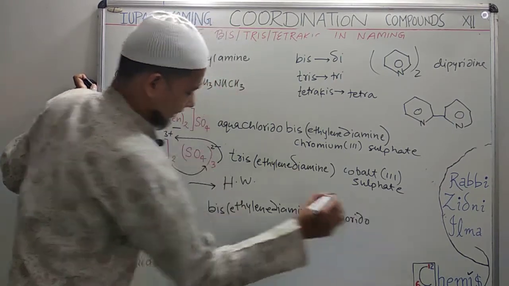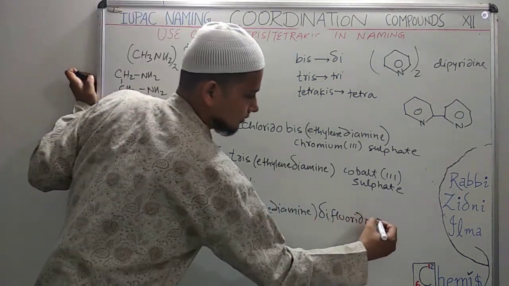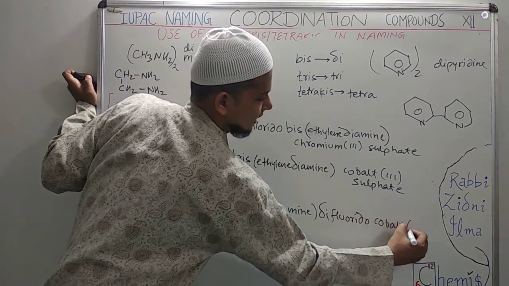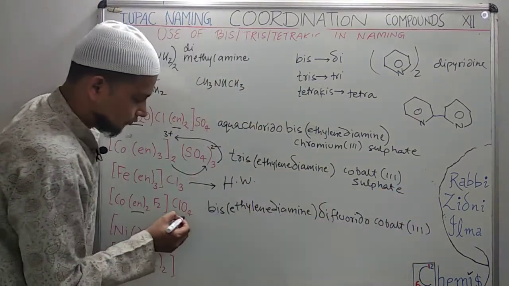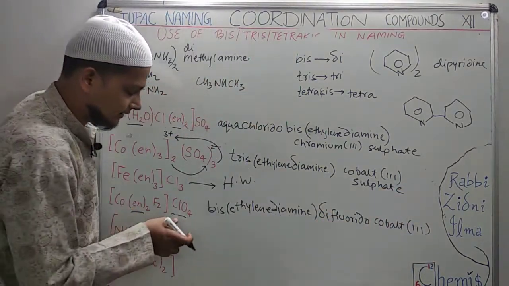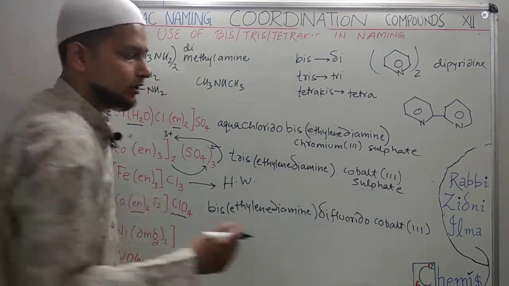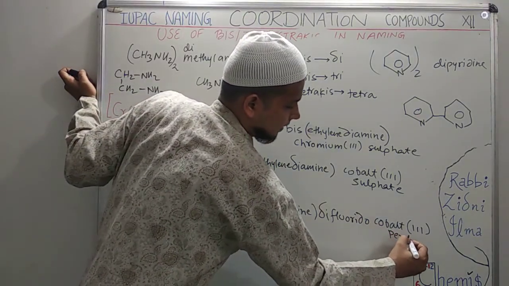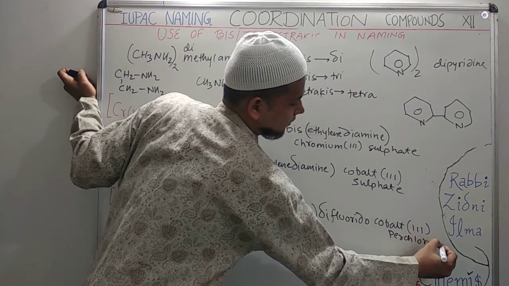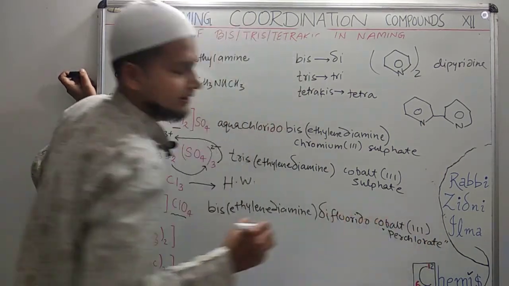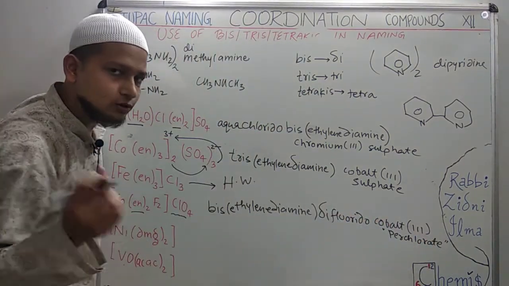Fluorido. Next up is this cobalt. The oxidation state is as usual 3, and ClO4. This is the first time we are looking at this ClO4. It is named perchlorate. Perchlorate, and you will find the respective oxy acid in P block elements halogen family.